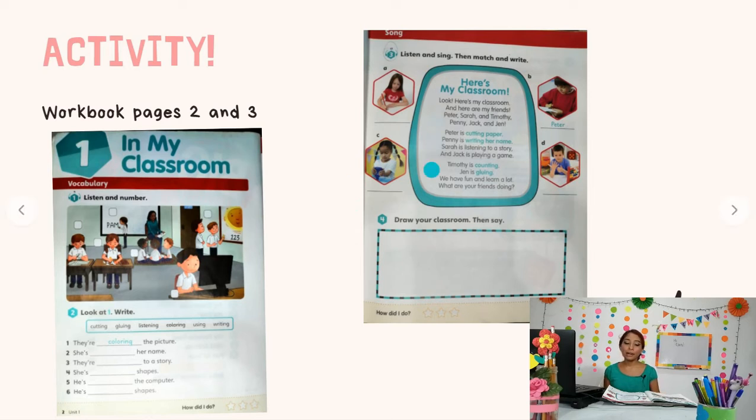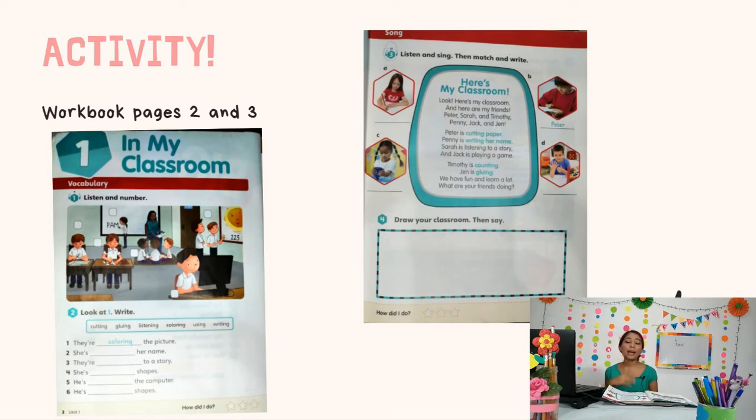So right now we're going to go to the next page, and it's page 3, and we have also exercise 3, and the instruction says listen and sing, then match and write. And you have the song, Here's My Classroom. It's the same song that we learned at the beginning of the unit, but now we have pictures of the kids. We have picture A, picture B, and that's Peter, and picture C, and picture D.